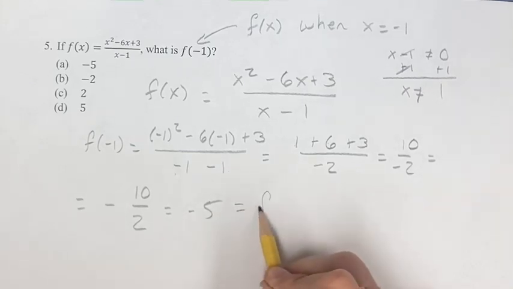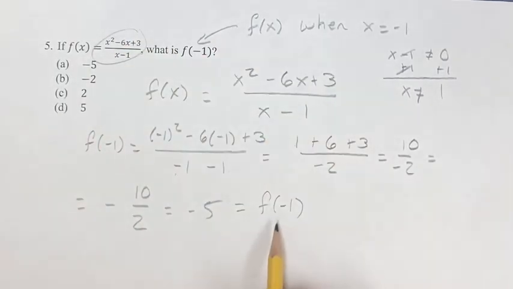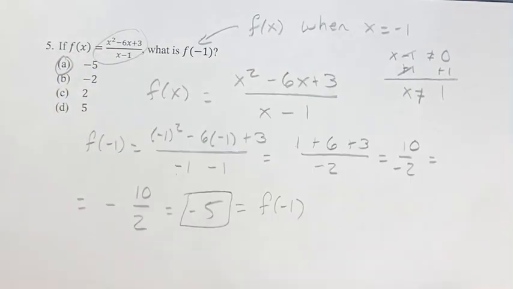So the value of f of negative 1, if this is f of x, is negative 5, which means A is going to be your final answer.